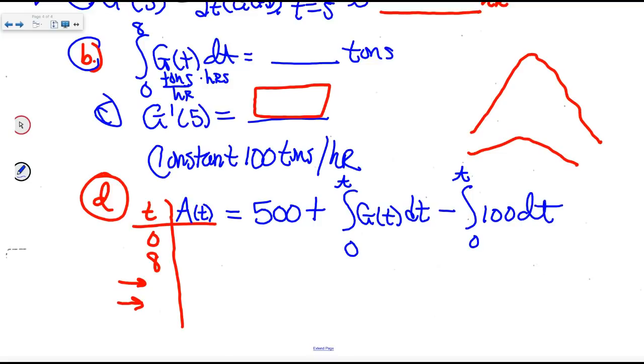Done. This guy's easy to see. It's just 100 T. It makes sense. After 2 hours at 100 tons per hour, 200 tons would be taken off the pile. But you can just leave it like that. So at 0, it was a 500.